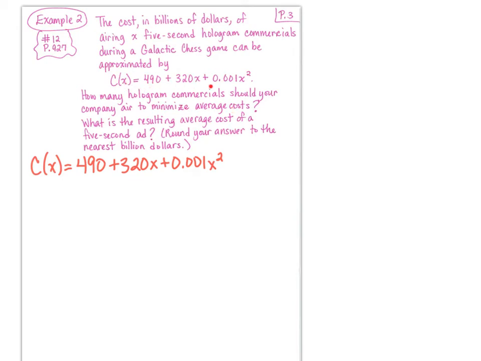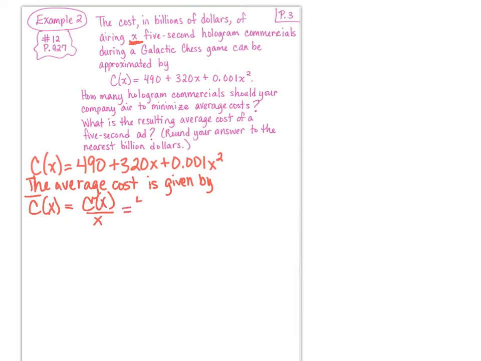So we need to take our cost and divide it by whatever we're airing. So that would be our average cost. Make sure you understand that. If you need to pause the video, rewind it back to hear that over again, do that. Okay, so the average cost is given by C bar of x. We normally use the bar for average. That would be equal to our cost over x because we're airing x 5-second hologram commercials.